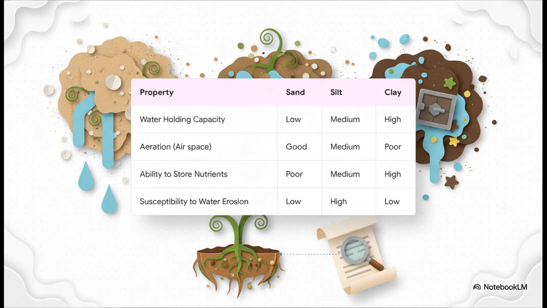And this table just illustrates those trade-offs perfectly. I mean, look at sand over on the left. Water and nutrients just pour right through it, but it's got great aeration, lots of air for roots. Now, flip all the way over to clay. It holds on to water and nutrients like a bank vault, but there's almost no airspace, which can literally drown plant roots. And silt, well, silt's right there in the middle. Understanding this table is like having a cheat sheet for figuring out the potential of any piece of land.